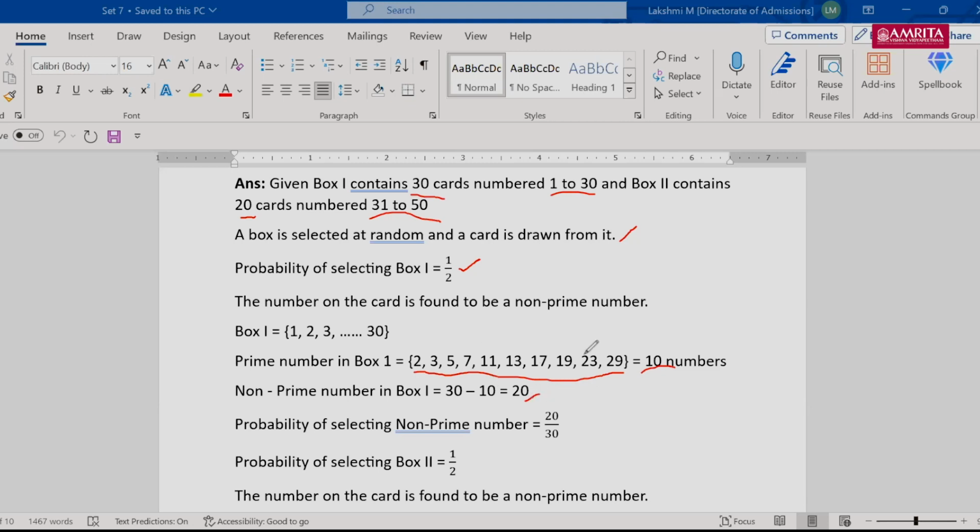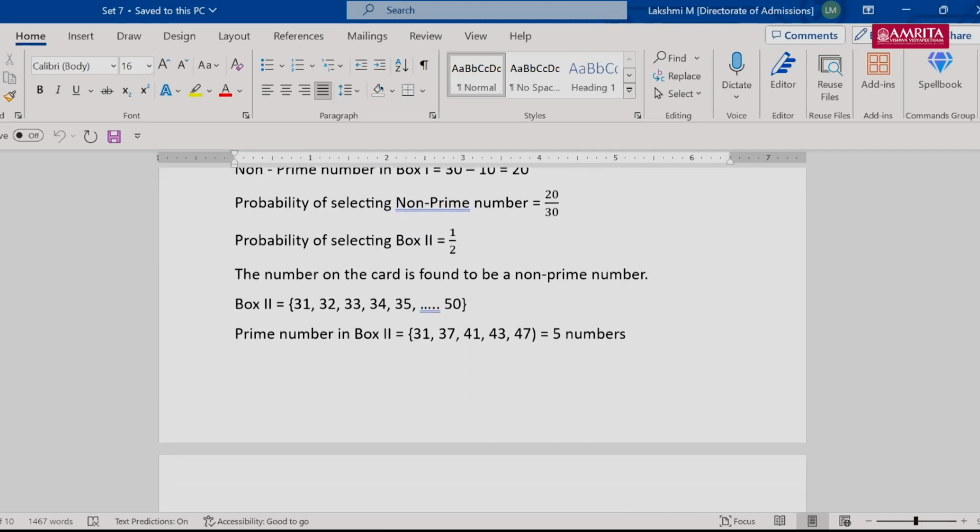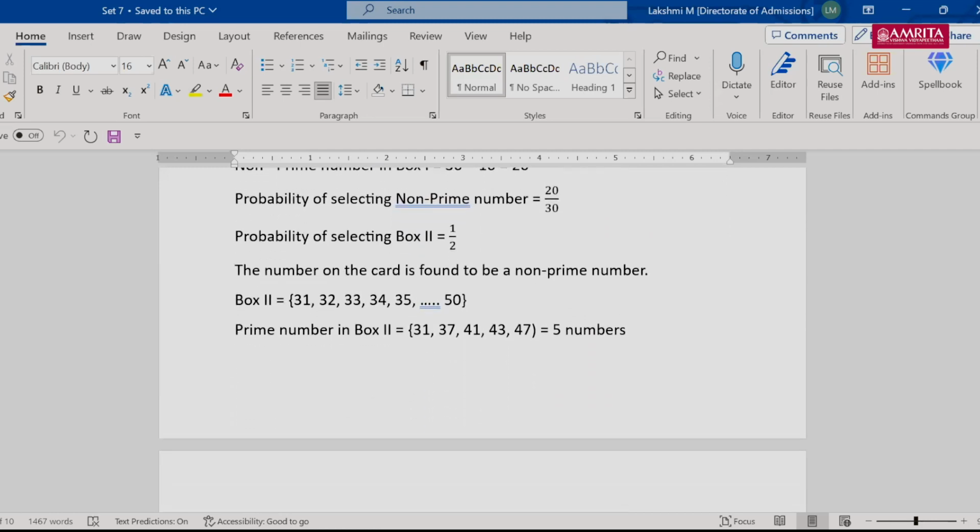So what is actually the probability of selecting the non-prime from the box? 20 by 30, that is 2 by 3. I think most of you have stopped here. Okay. So our question is not actually completed. We need to think of probability of selecting box 2. The same case I've taken as case 1, case 2, and I've just given you the idea.